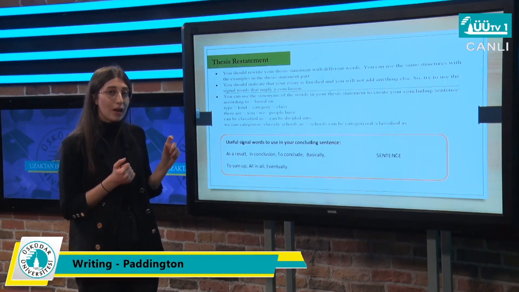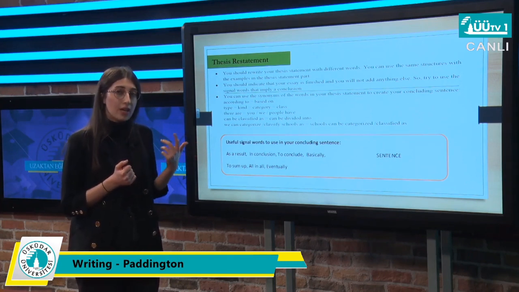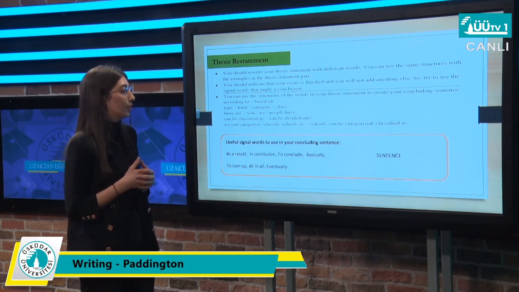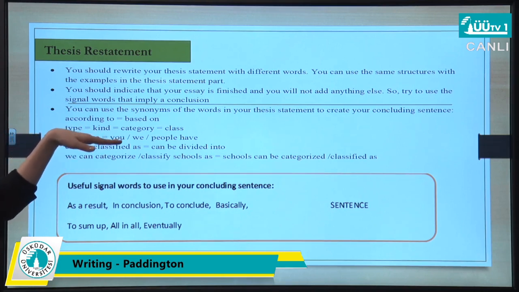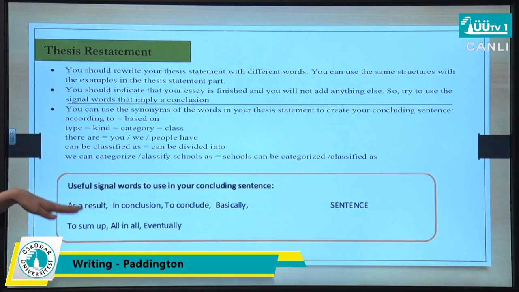Again, in thesis restatement, you have to remind the reader of the categories, the information you were talking about in your essay. For example, here the structures. If before in your thesis statement you used the structure according to, this time instead of according to, you can use based on. If there you used type, this time in thesis restatement, instead of this you can use kind, category or class. And here again are signal words which will help you in your concluding sentence. You start your concluding sentence with signal words like as a result, in conclusion, to conclude, and after that you write your thesis restatement.